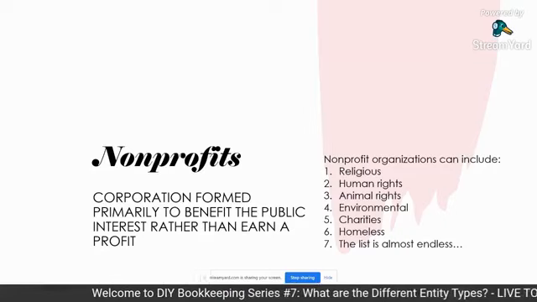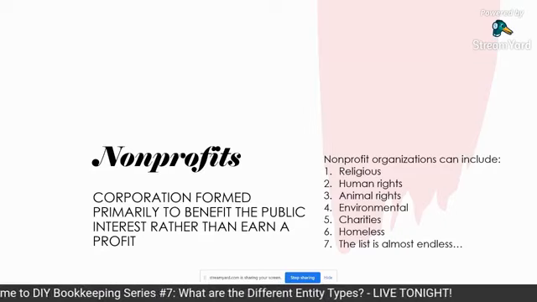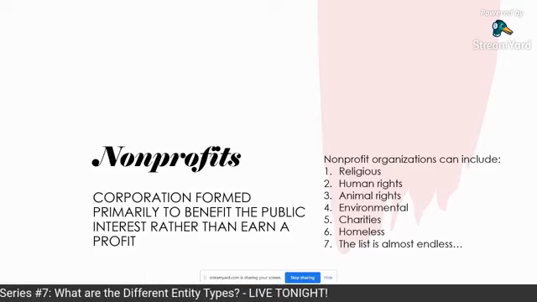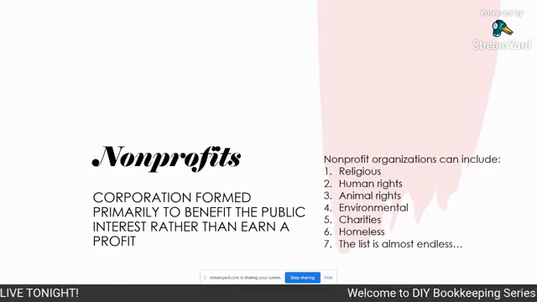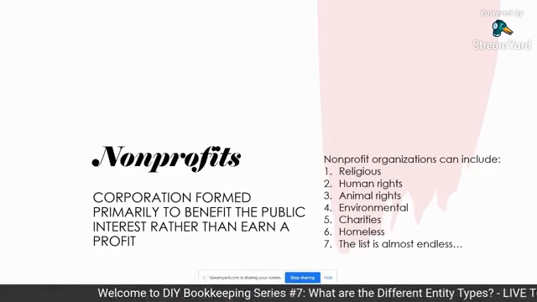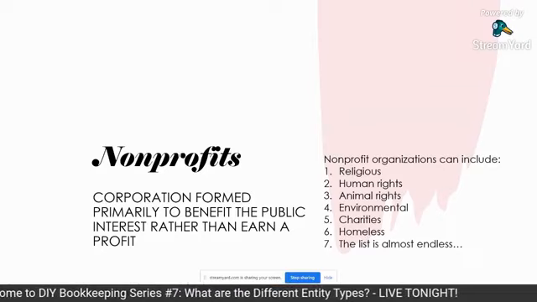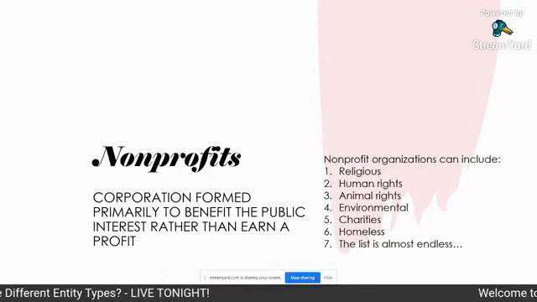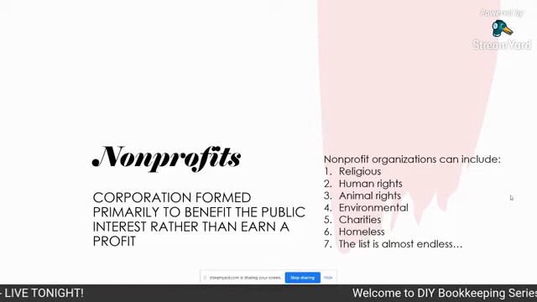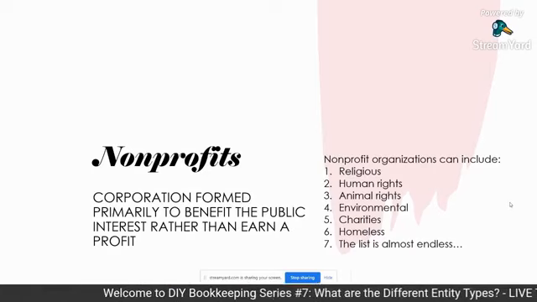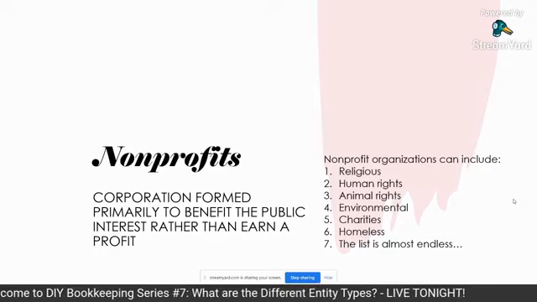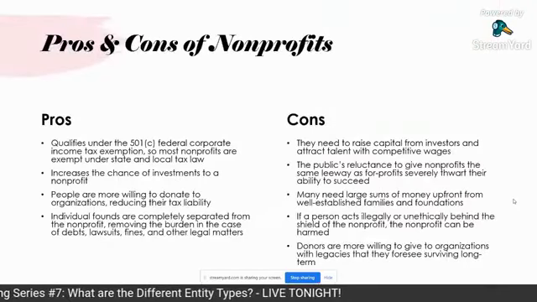So nonprofit organizations can include religious organizations, human rights, animal rights, environmental, charities, homeless organizations. You hear about Habitat for Humanity all the time. They're a nonprofit. The list is almost endless for what you can be doing as a nonprofit, as long as you're not making money. As long as the money is not for profit, then you are a nonprofit.